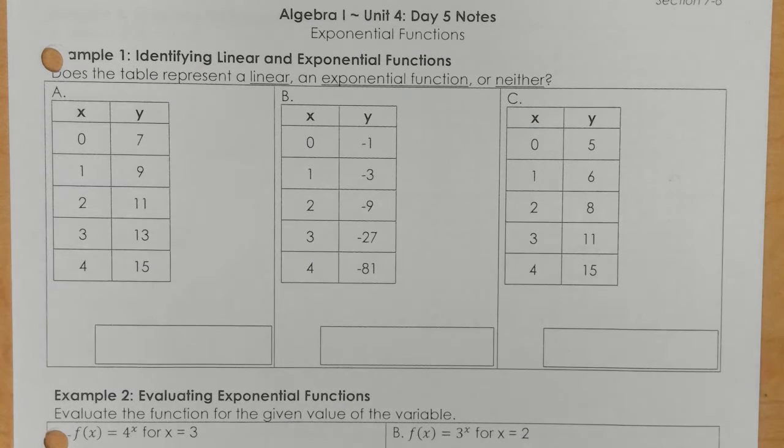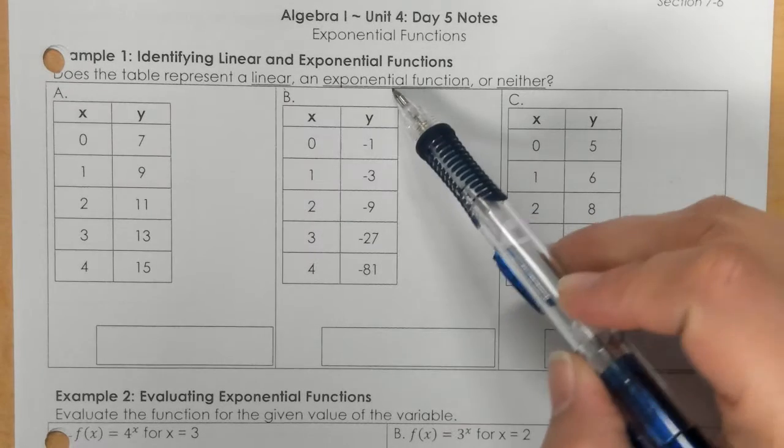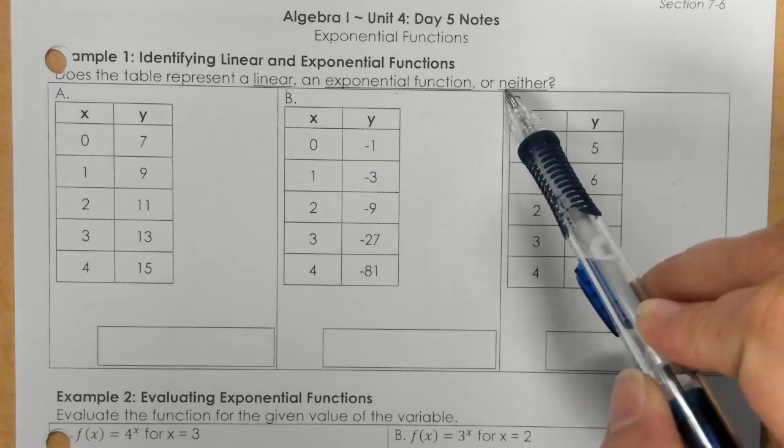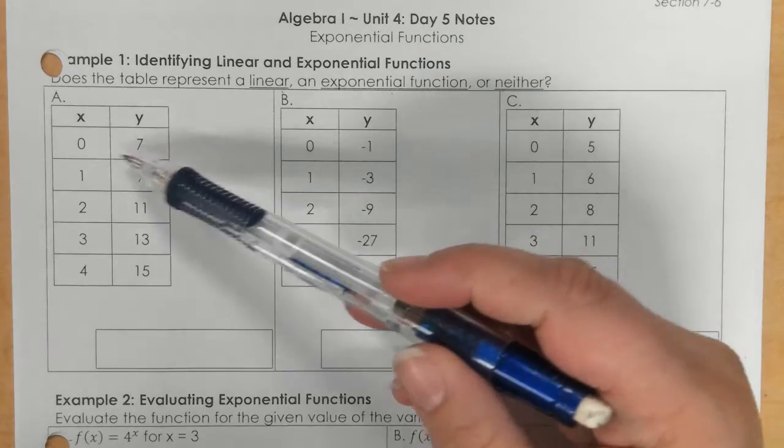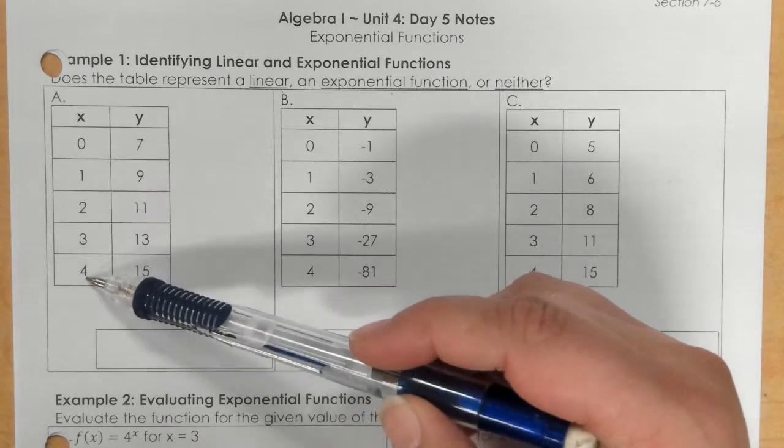For Unit 4, Day 5, exponential functions. The first part here, we're going to look at the table of values, and we have to decide if this is a linear or an exponential function, or neither of those. So first I check my x column, and I see it's increasing by 1, so I'm good there.